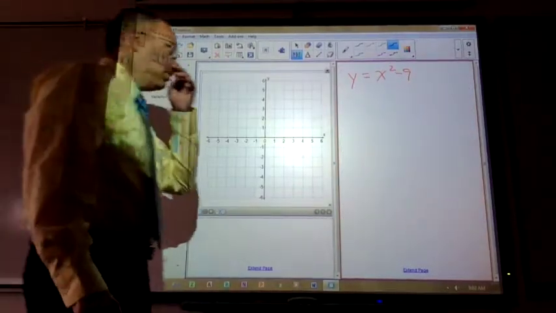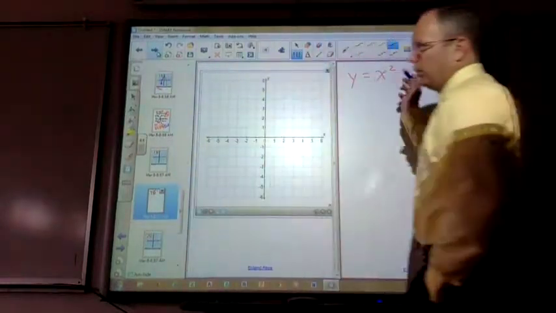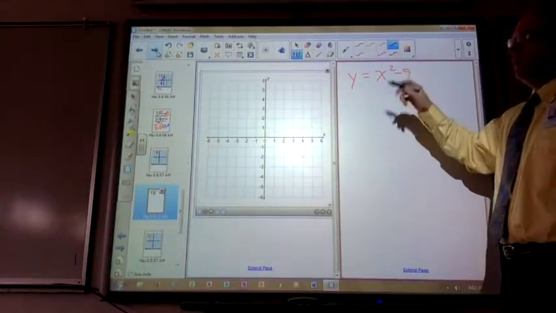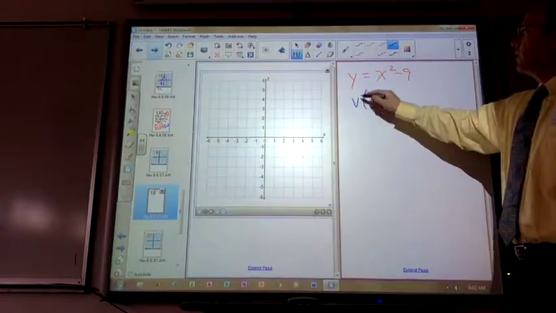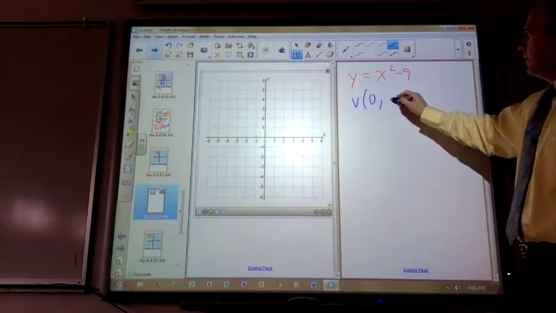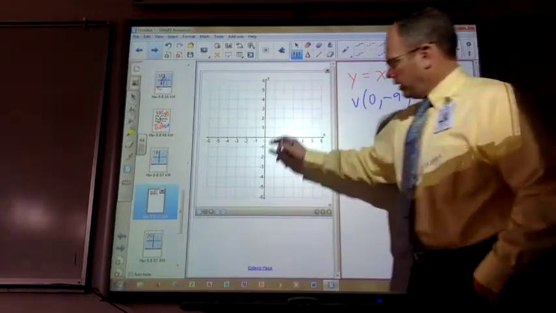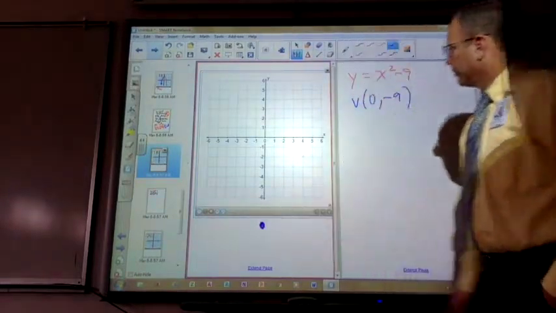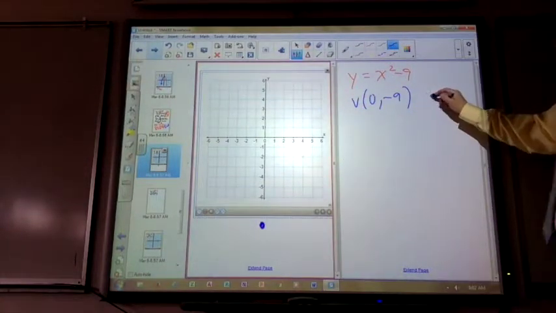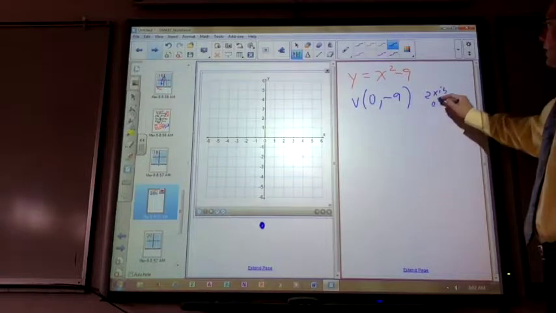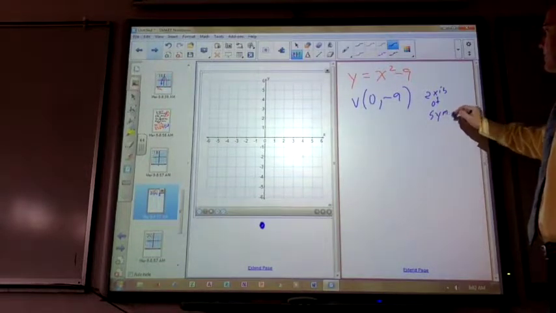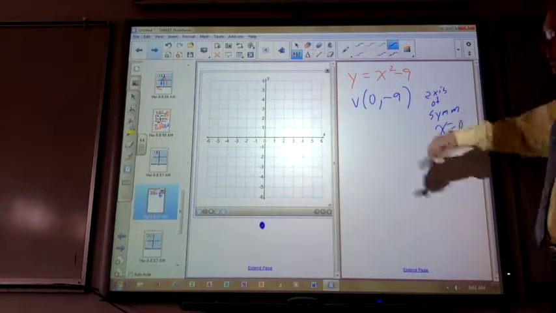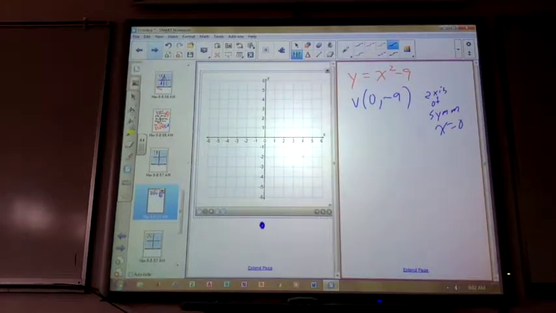Okay, next problem. If you try doing your vertex, you don't have a b value, so -b over 2a is going to be 0. So your vertex is going to be 0, comma, -9. It's kind of like down here on mine. Okay. Axis of symmetry, we should get x equals 0. We could plot it as a dotted line, but we don't have to. Just have it labeled.